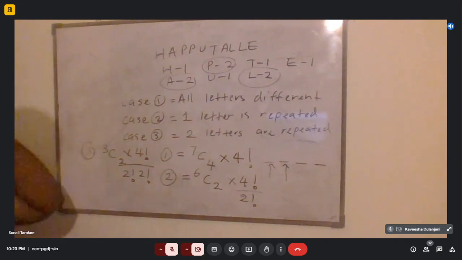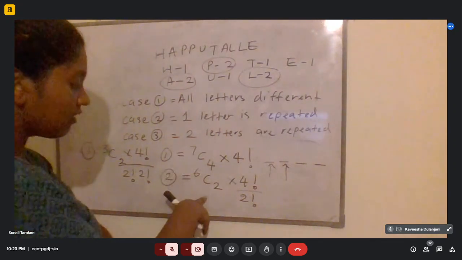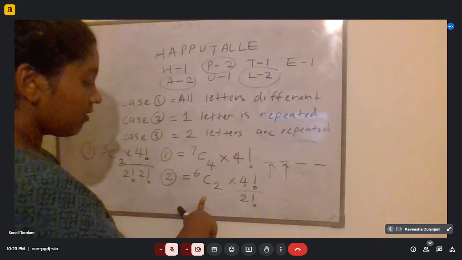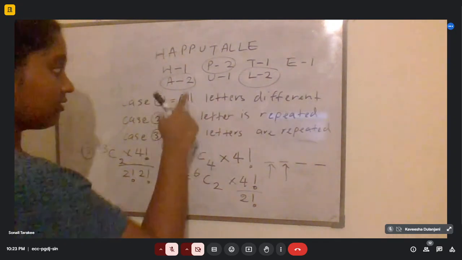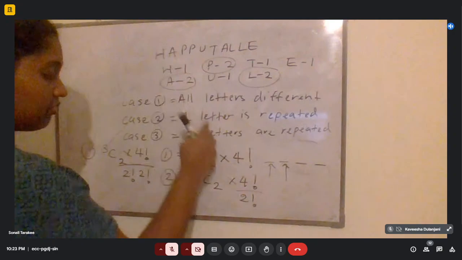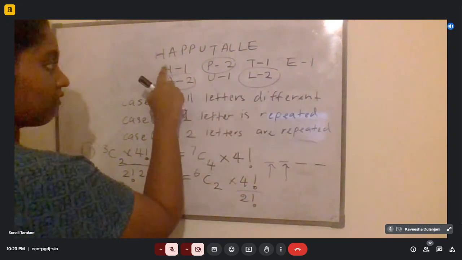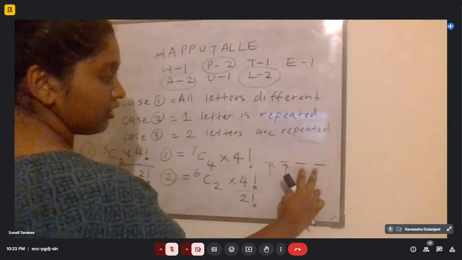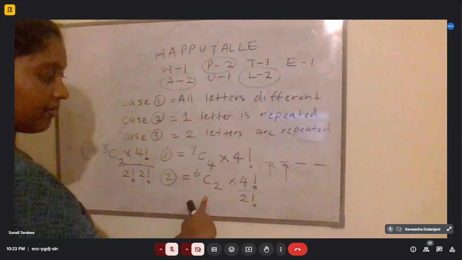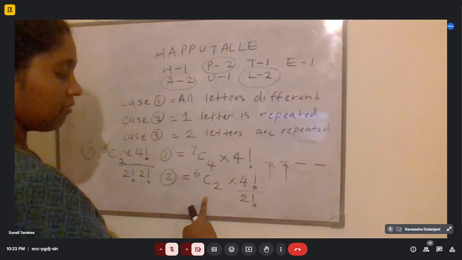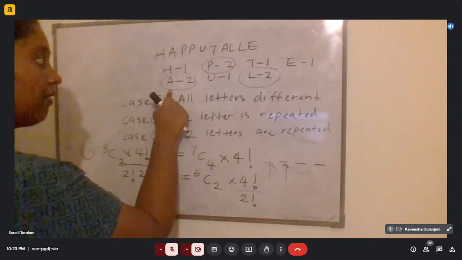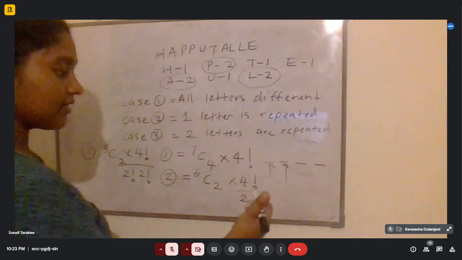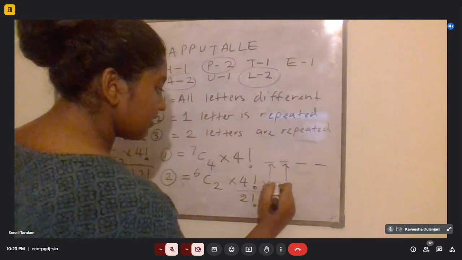Here, in the second case, now let's take one letter. I'll take A. So A is repeating. Then you have only 1, 2, 3, 4, 5, 6 choices left. From these 6, you have to choose 2 letters. Okay. That's only for A. What about P and L? So there are 3 ways. You have to multiply this by 3.